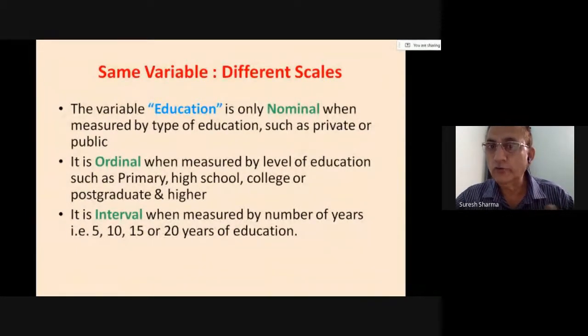Important point is, how do you measure? In this case, you are measured by the level of education. And if you go to US or UK, they will ask you about the number of years of education. 10 years of education, 15 years of education, 20 years of education. And the same variable can go to the interval scale, right? So the same variable can go to different scales. The question is, how do you measure? Hopefully these things make sense to you.